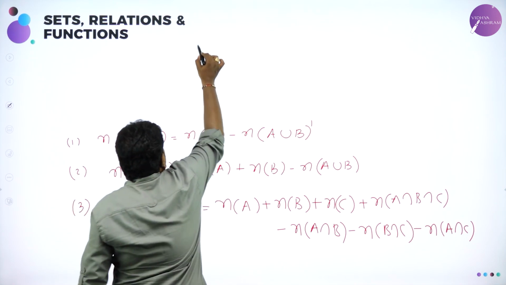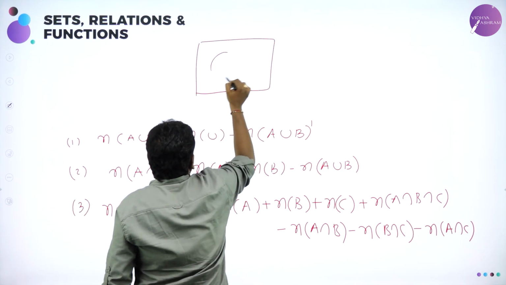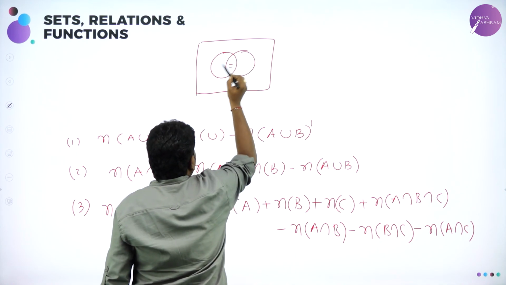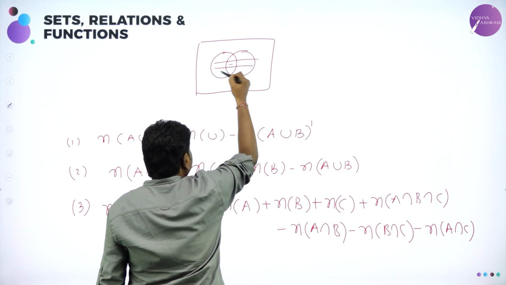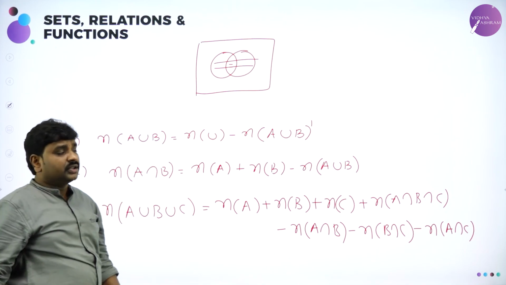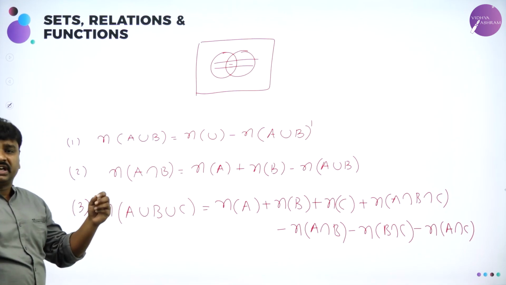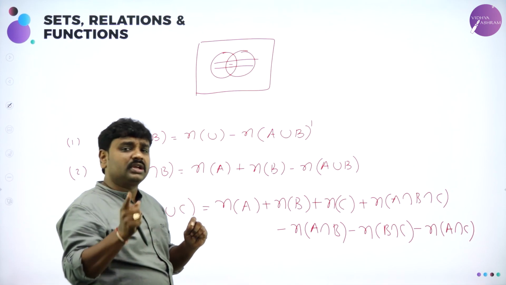And then I taught you Venn diagram. This is the universal set, these are the sets, this is the common region, the intersection region. If I add all these things, that will be the union. Like that we have done cardinal number relations and Venn diagrams. Any method is accepted. Both the methods I taught you.